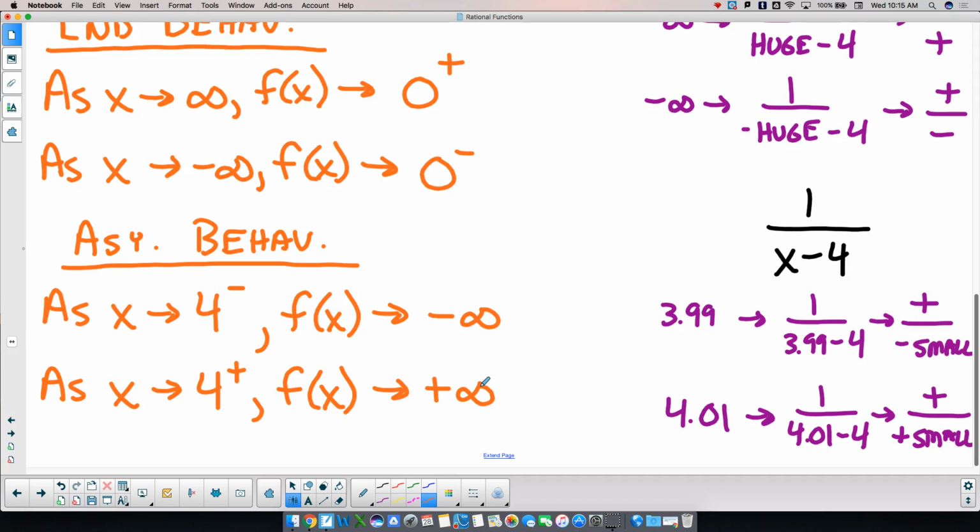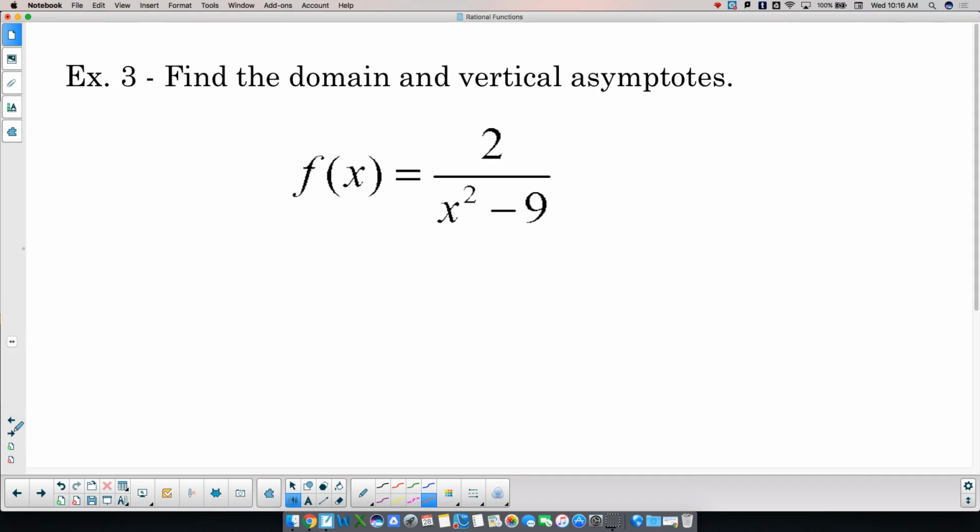Again, I'm not really worried about what the actual numbers are, because end behavior is going to go to a certain value, and I'm going to tell you what that value is in about 20 minutes. Okay? Asymptotal behavior is always going to go to infinity, because it's got to make a curve. It's either going to curve up or curve down, because it can't cross over. Okay? So I just need to know positivities there. You try example number 3.